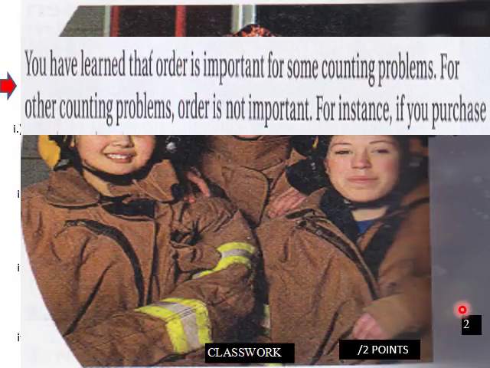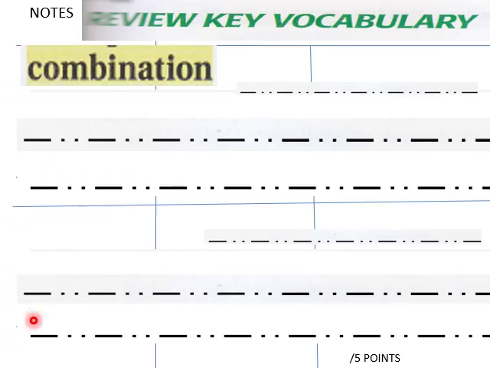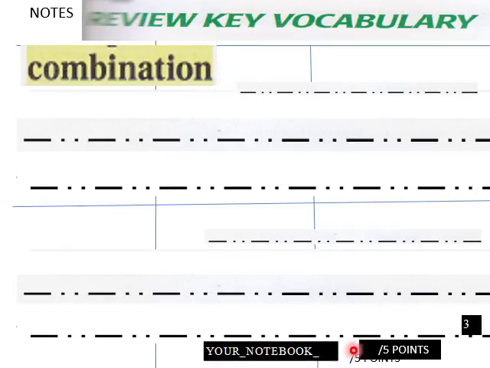This is classwork, page 2 on your class worksheet. For some counting problems, order is important. For other counting problems, order is not important. For instance, if you purchase a package of trading cards, the order of the cards inside the package is not important. A combination, here's vocab, is a selection of R objects from a group of N objects where the order is not important. So that was your definition for here. This goes in your notebook, students, page 3, 6.1.